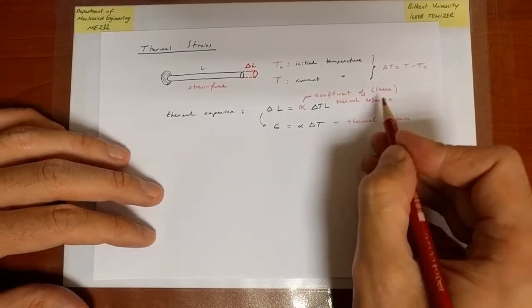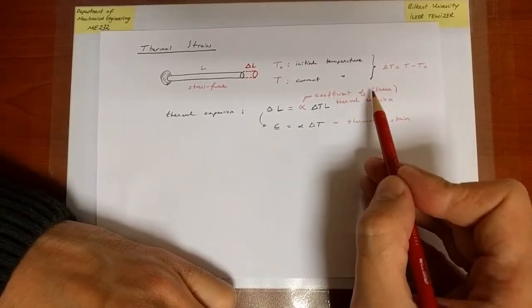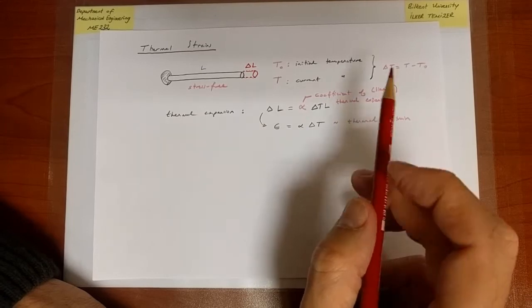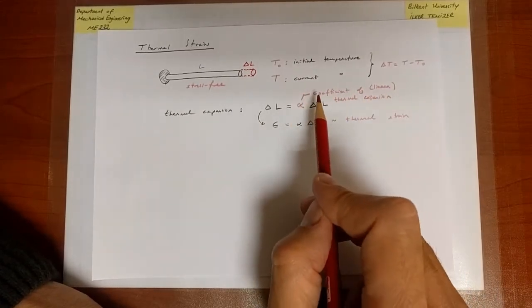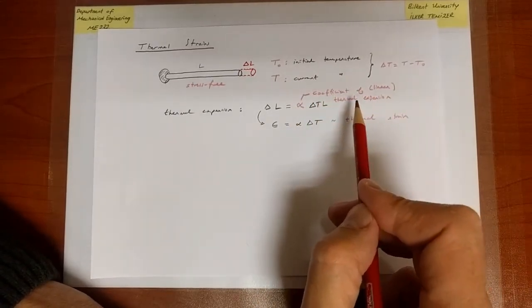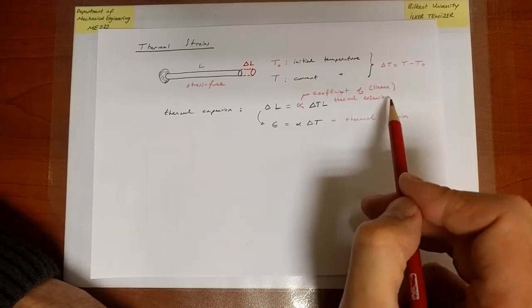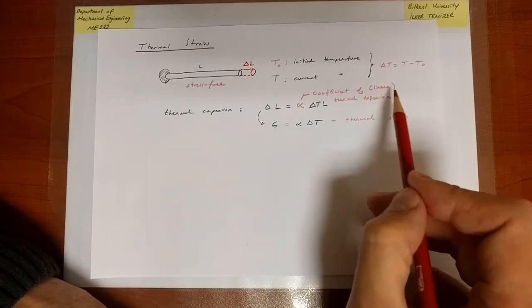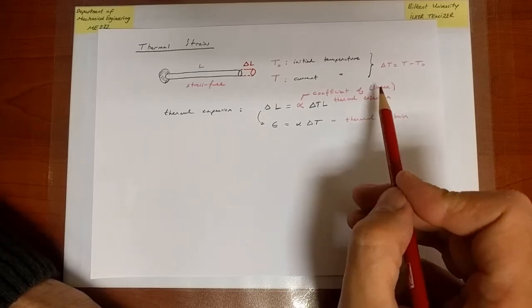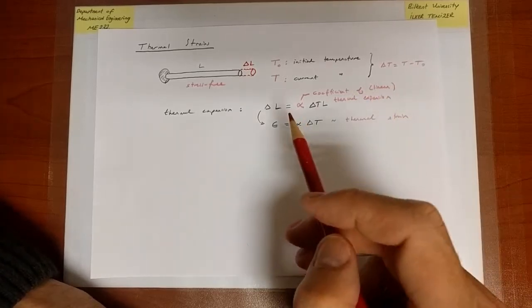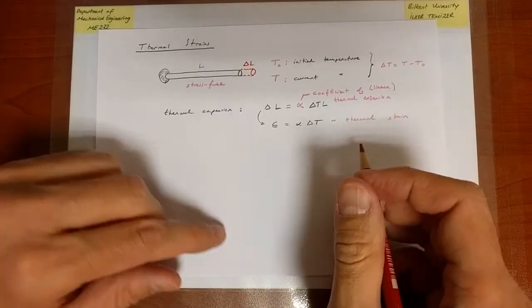Now, you'll notice that I put the word linear in parentheses. Often, this is not mentioned. One simply says the coefficient of thermal expansion, but what is really meant is the coefficient of linear thermal expansion. Now, as soon as we see this additional adjective, you might suspect that there is another type of coefficient of thermal expansion. I'm going to mention that shortly.